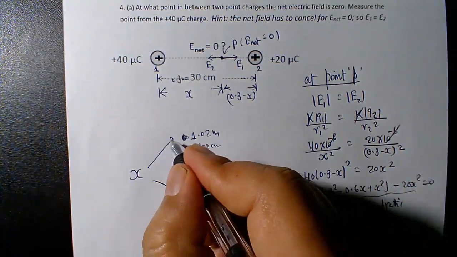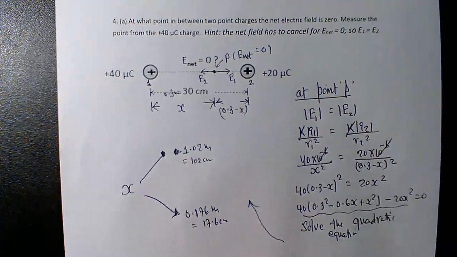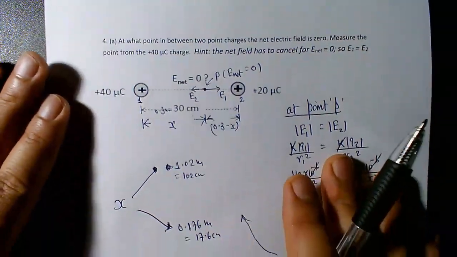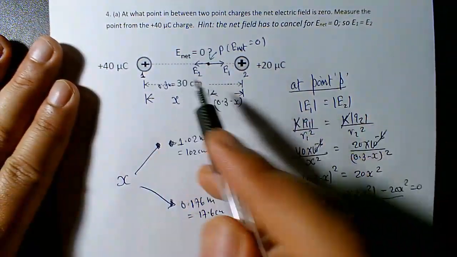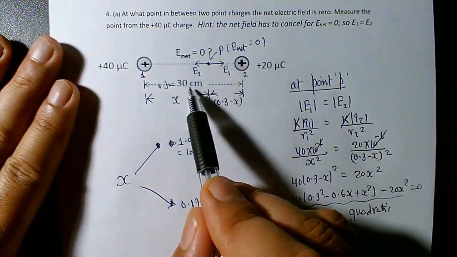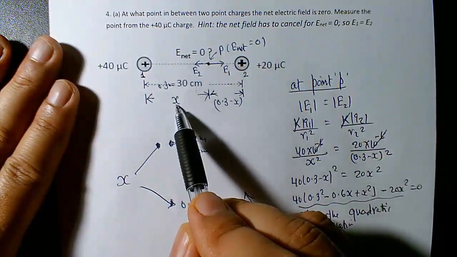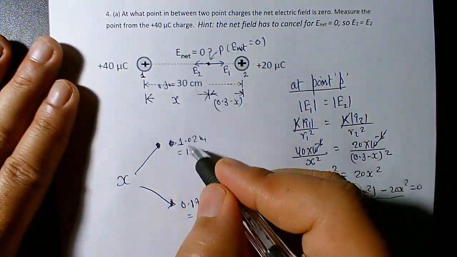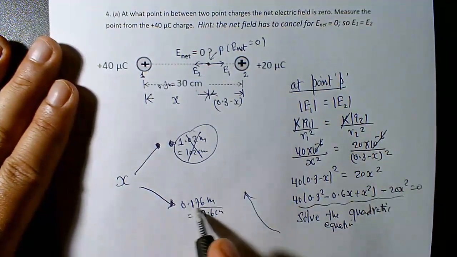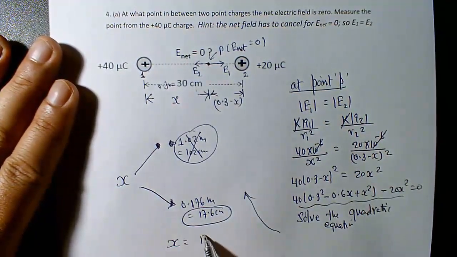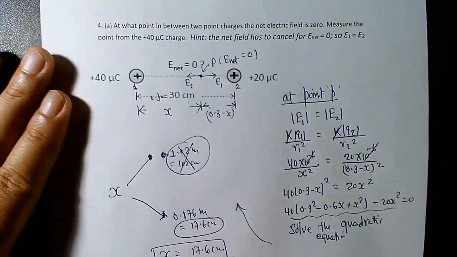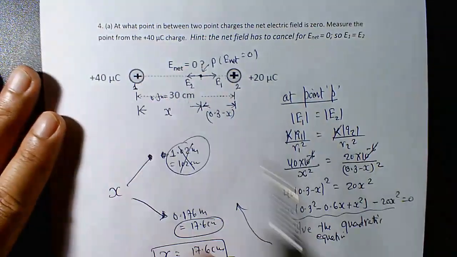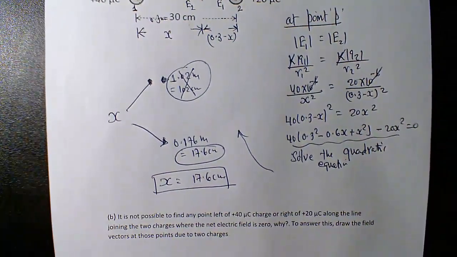Okay, but you can have only one solution, right? So then you go back to the picture and pick the one which makes sense. Since the distance between these two charges is 30 centimeters, this x cannot be greater than 30 centimeters. So then this is not possible. So your answer is this. So your x is 17.6 centimeters. So that particular point where the net electric field is 0 lies at x equals 17.6 centimeters from the first charge. Okay, so that's part A.